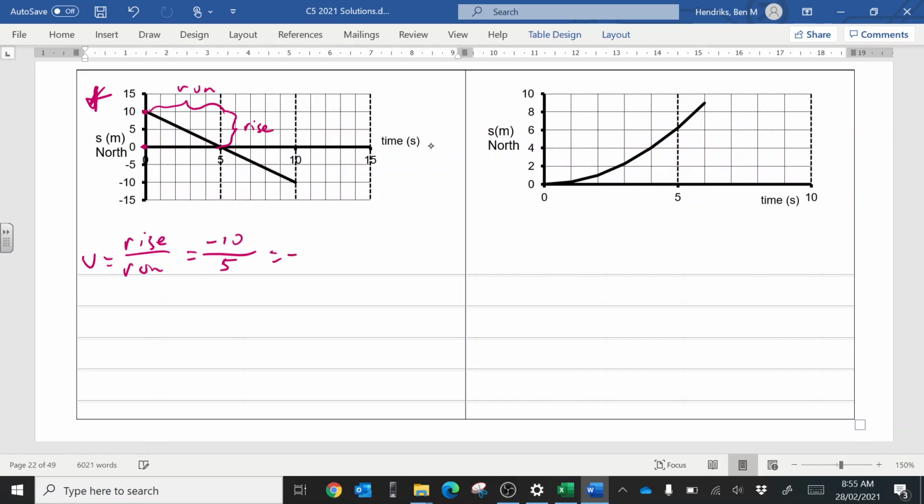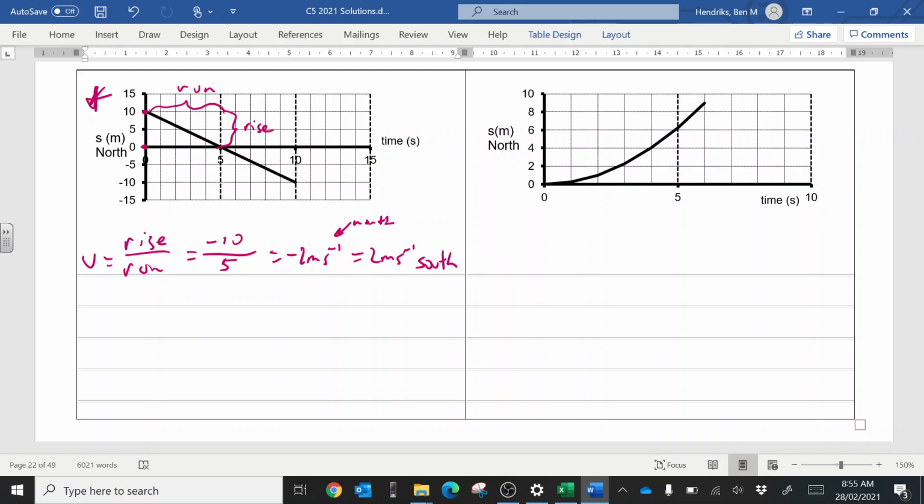So that means that we've got -2 meters per second, which is equal to 2 meters per second south. Okay, so this was a northerly, that's north direction, and this is 2 meters per second south. Again, it's a constant straight line, so our acceleration is equal to 0.